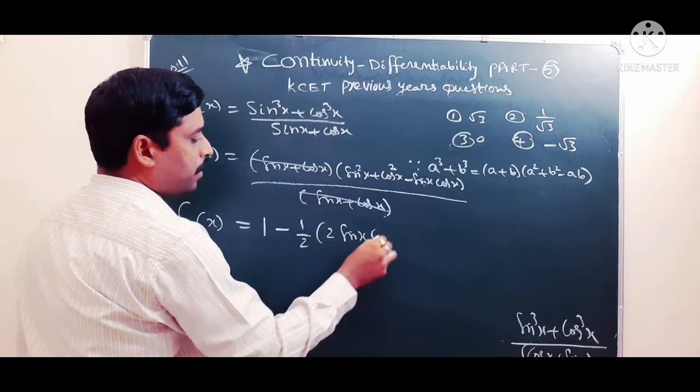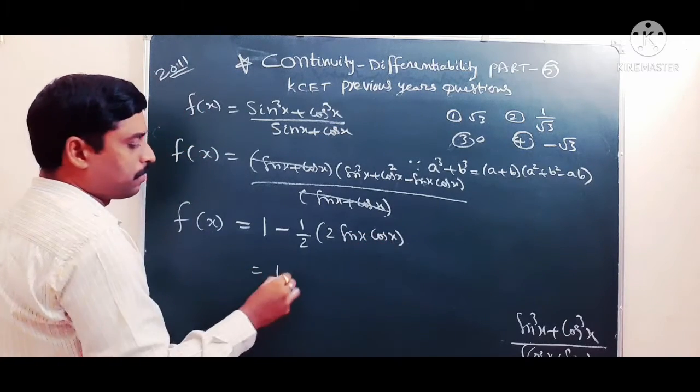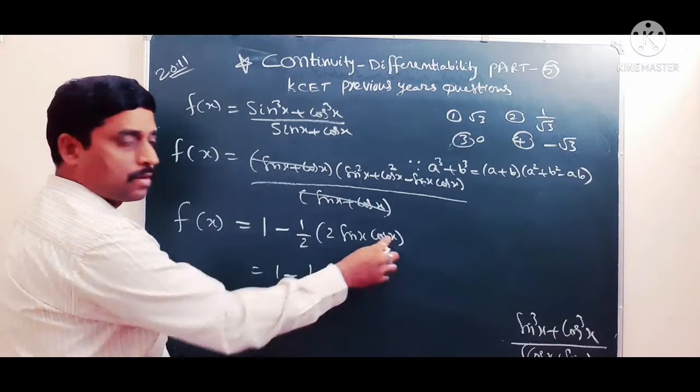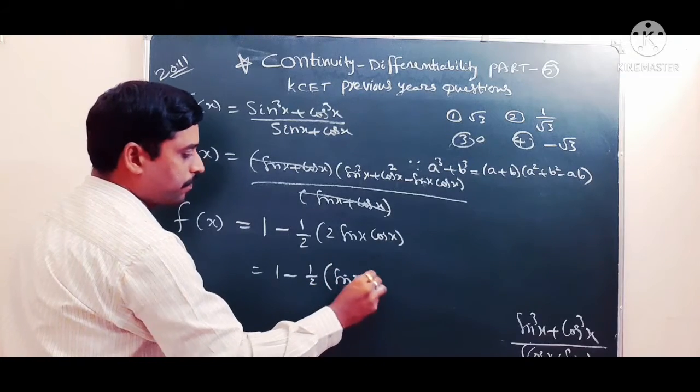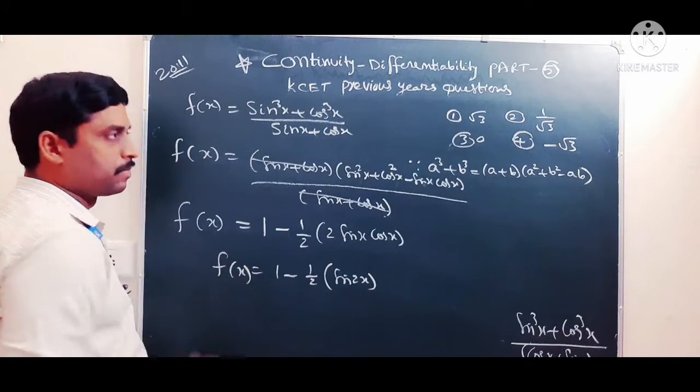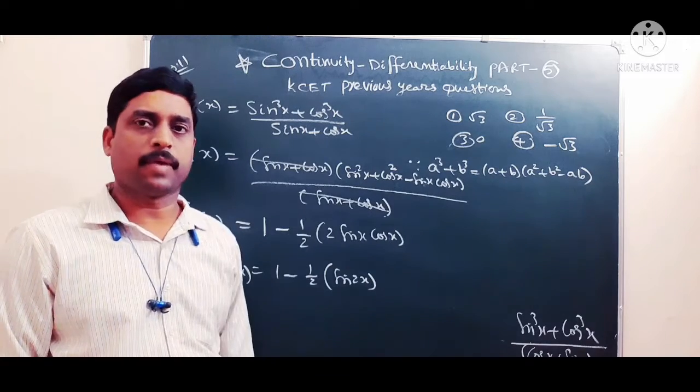Multiply and divide. So 1 minus 1 by 2 times 2 sin x cos x, whose value is sin 2x. What is this value? f of x. But our target is f dash pi by 4.